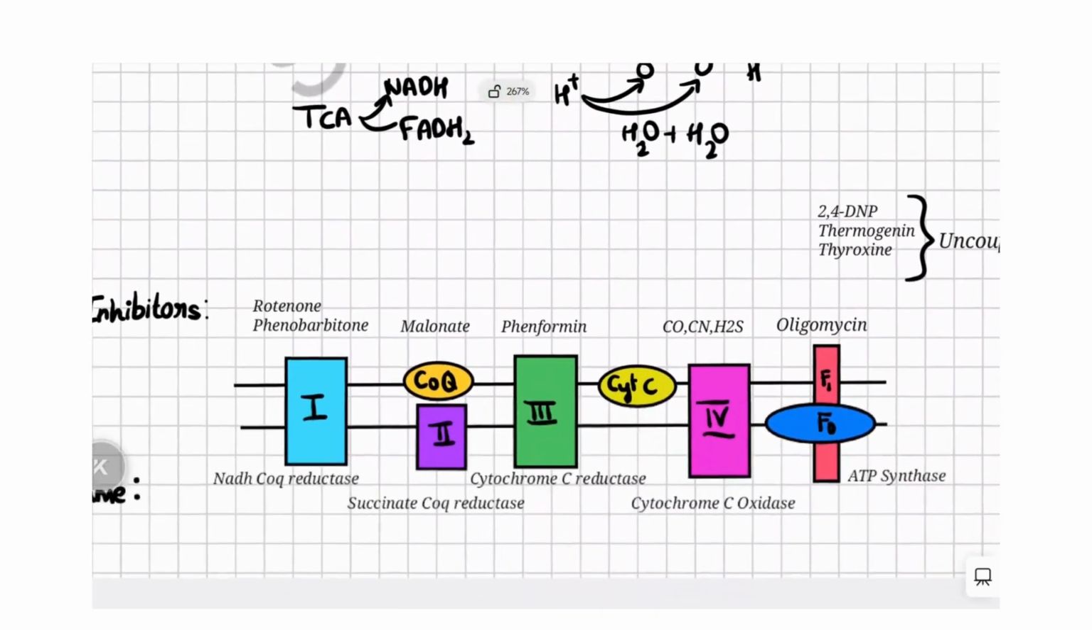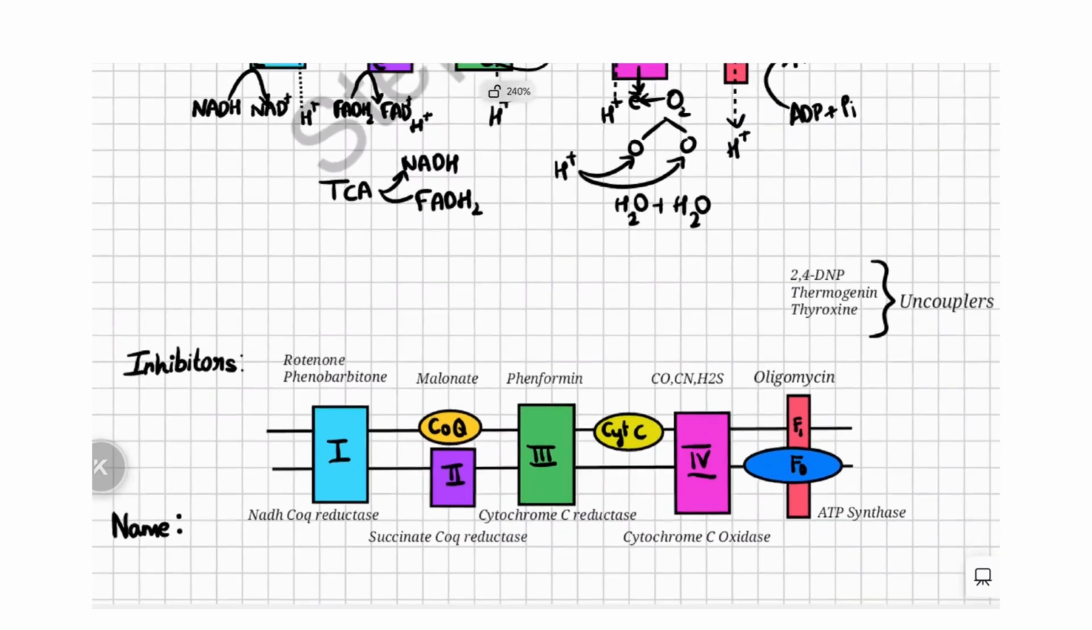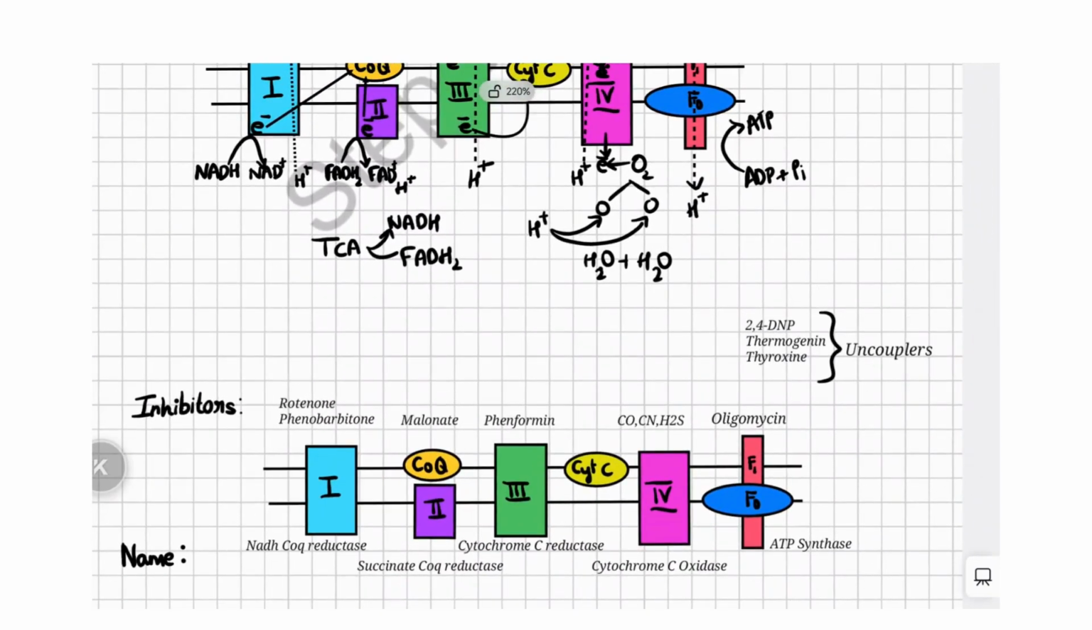Now, the last thing that you need to know about this topic is the names of the complexes and the uncouplers and inhibitors. So complex 1 is known as NADH-CoQ reductase. Complex 2 is known as succinate CoQ reductase. Complex 3 is known as cytochrome C reductase. Complex 4 is known as cytochrome C oxidase. And the F1F0 particle is also known as ATP synthase.